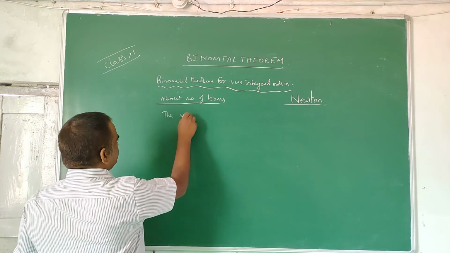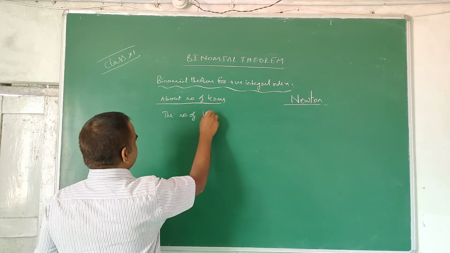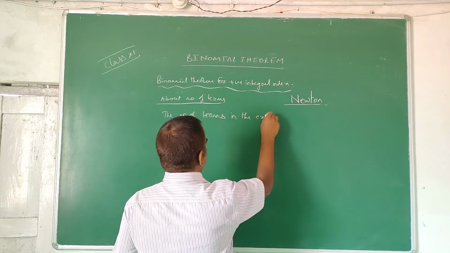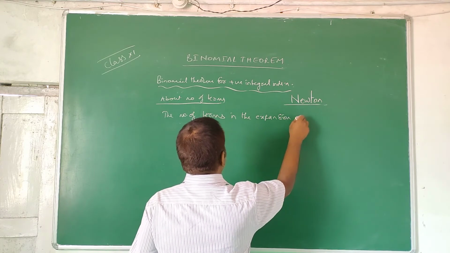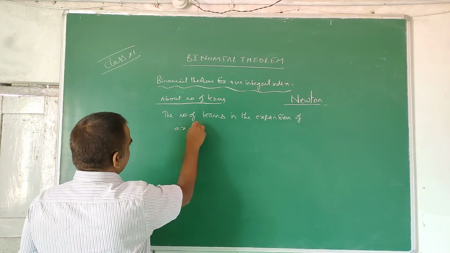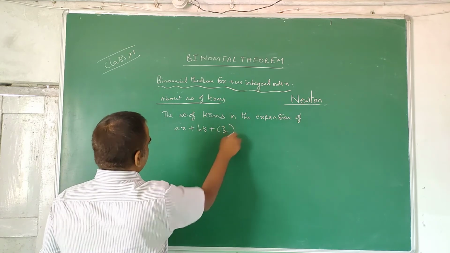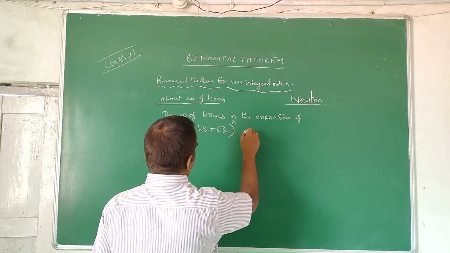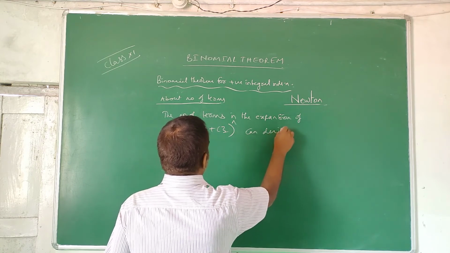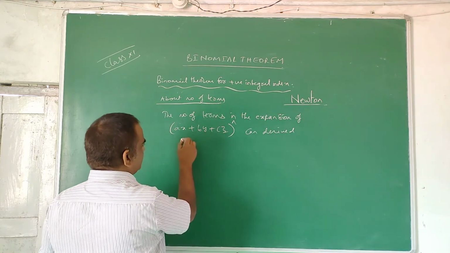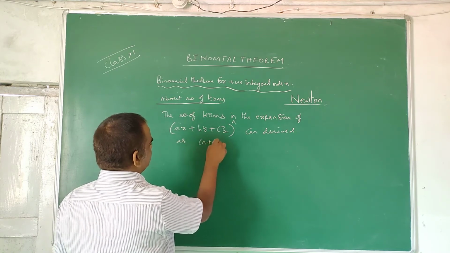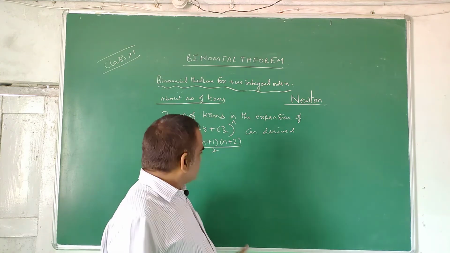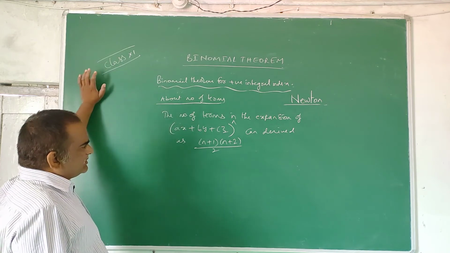Now, if you are interested in getting the number of terms in the expansion of ax plus by plus cz whole to the power of n, the number of terms can be derived as n plus 1 into n plus 2 by 2. The derivation is not so important, just remember that it is n plus 1 into n plus 2 by 2.